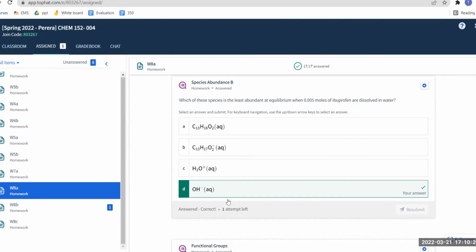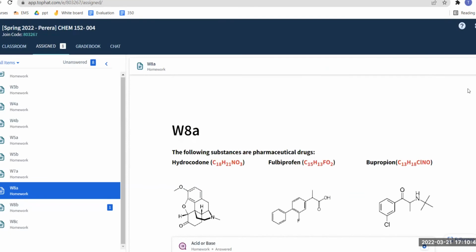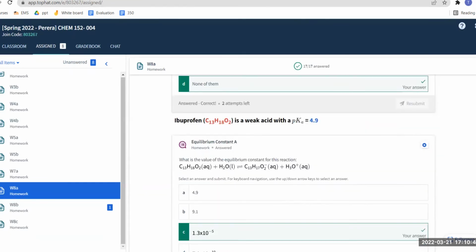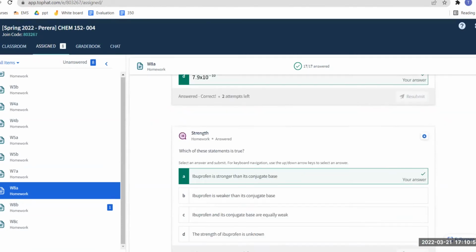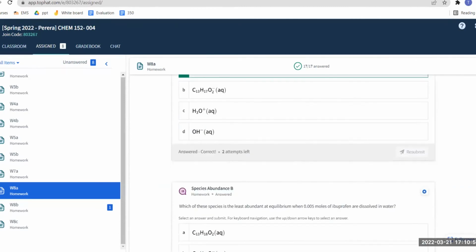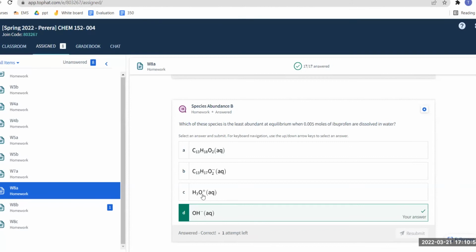So we will use the equations that you showed me earlier, right? Using ibuprofen dissolved, is ibuprofen an acid or a base? It's an acid, right? That means in water you're going to have more H3O plus, because that's the definition of an acid, than OH minus. So you're going to have less OH minus, that's for sure. And then which of these species is the least abundant at equilibrium when 0.05 moles of ibuprofen are dissolved in water?